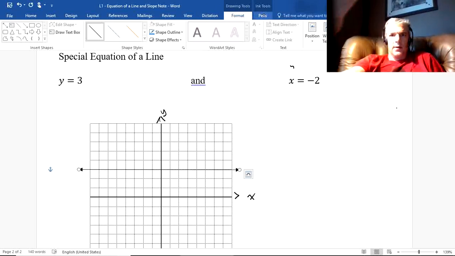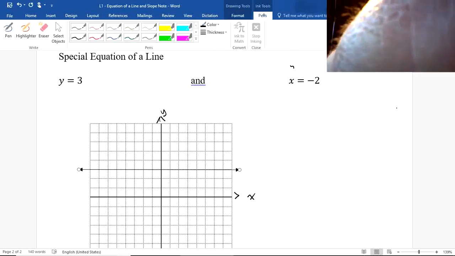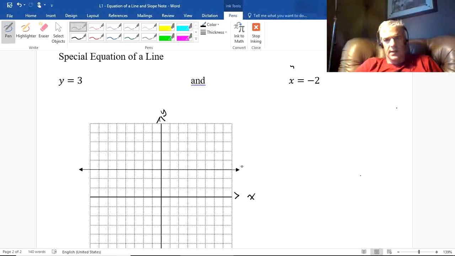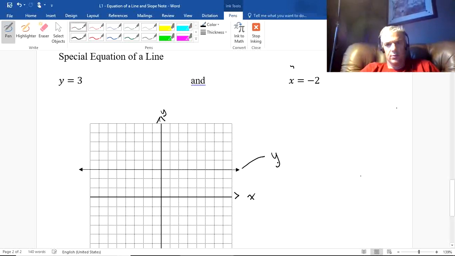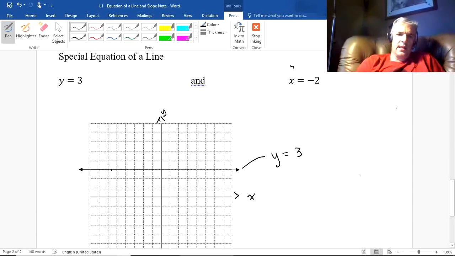I can say this here is y equals 3. Everywhere along that line y is 3. We don't care what x equals. X can be anything because the equation just says y equals 3. And we can do the same thing for x equals minus 2, which is right here. Anywhere along that line, x equals minus 2.